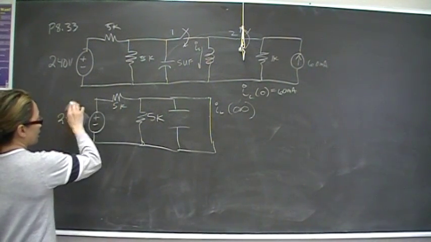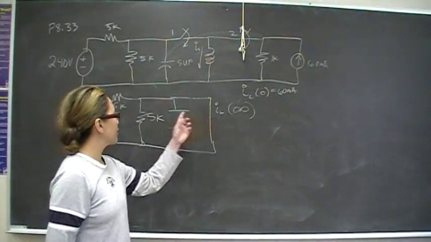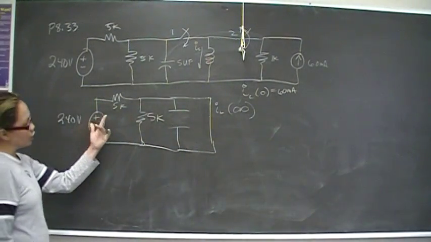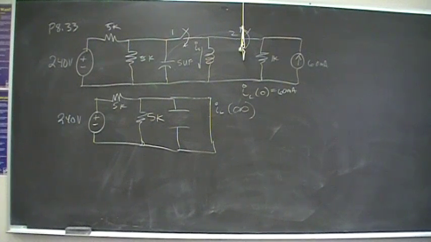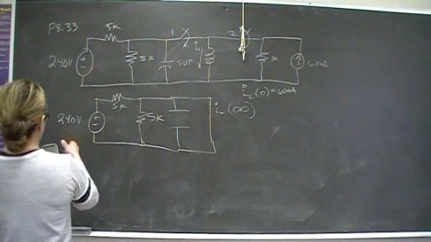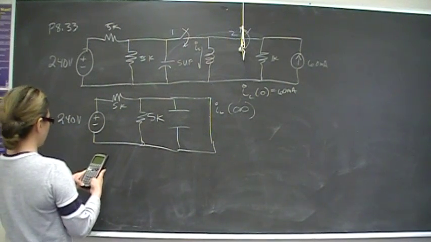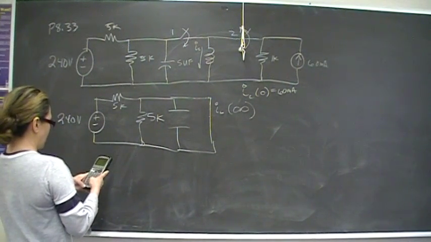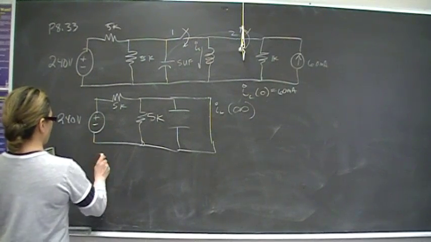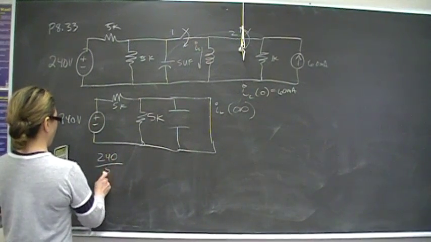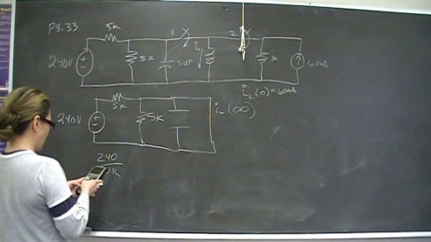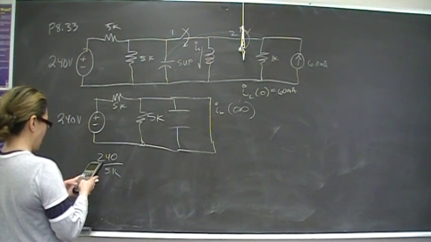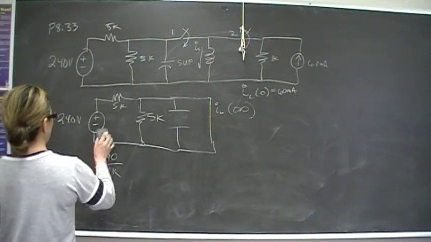We're looking at final current, so we need to do a source transformation of this into a current. We source transform that, so 240 over 5K gives us 48 milliamps.